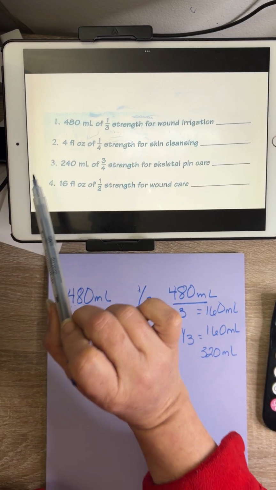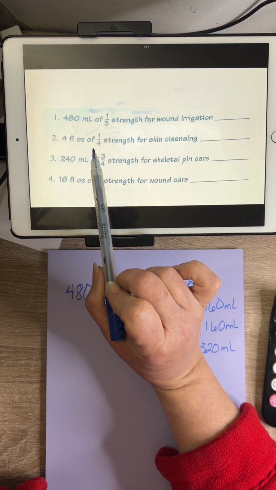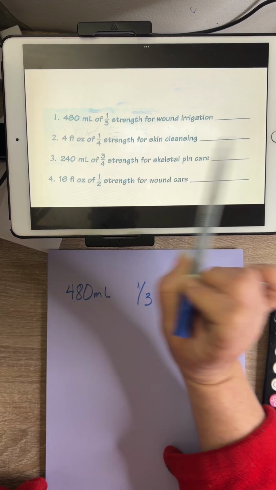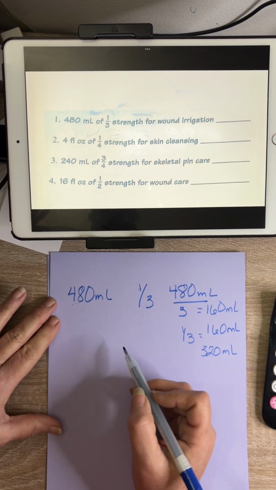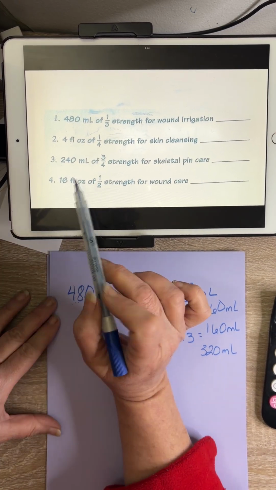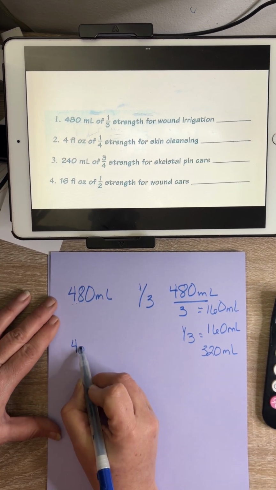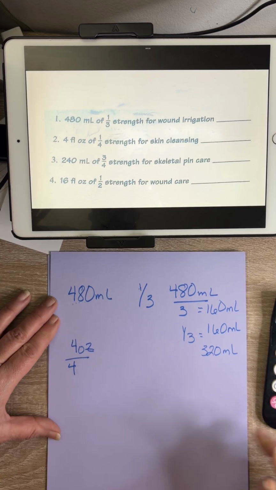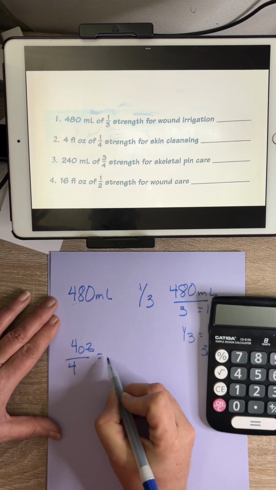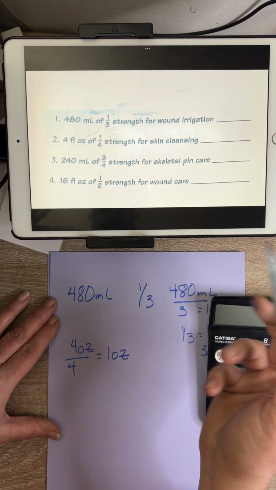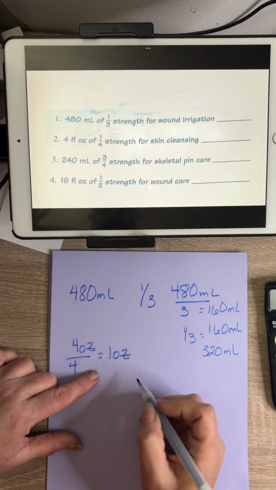All right. So number 2 says you have 4 fluid ounces of 1/4 strength for skin cleansing. And so if they wanted milliliters, okay, let me do it easy. If they wanted to know how many ounces you would use to make it 1/4, you got 4 ounces. And if you divide that by 4, I'm going to do it because I can divide it by 4. You would need 1 ounce of peroxide and 3 ounces of saline.